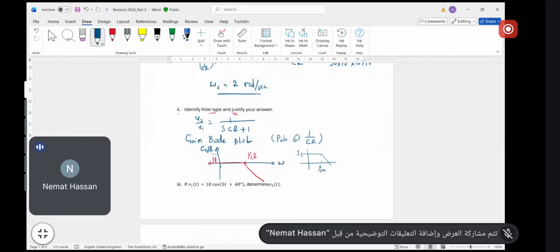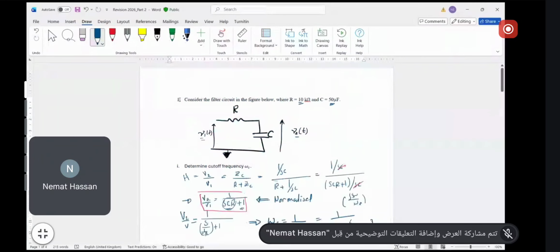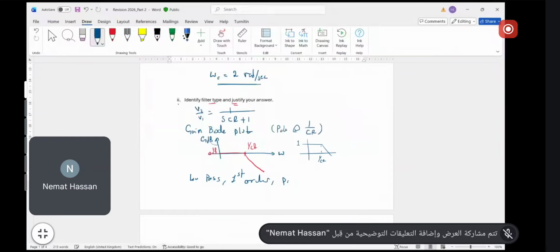So what type of filter does this look like? Low pass filter. So this is the justification, and the answer is this is a first order low pass. And if you look at the circuit, is it passive or active? Active is one with amplifiers. Passive is without. So this is passive or active? Passive filter. So this is the type of filter.